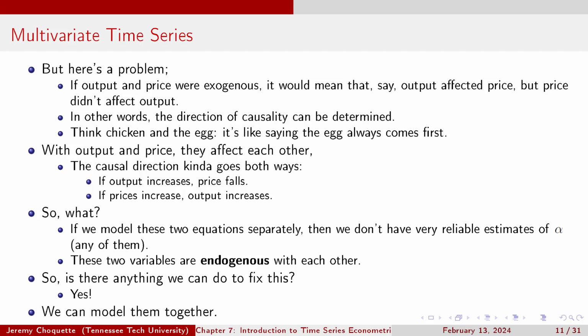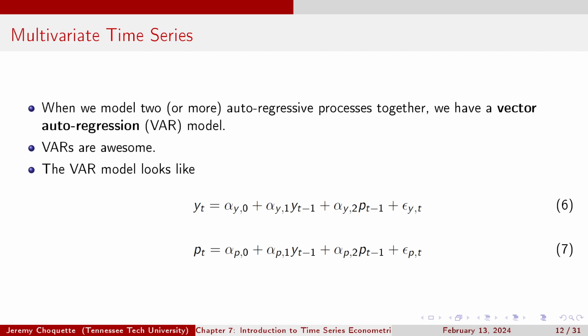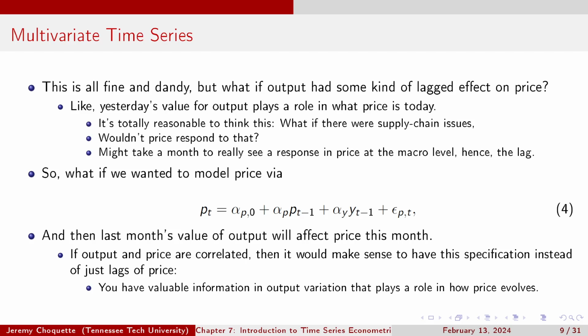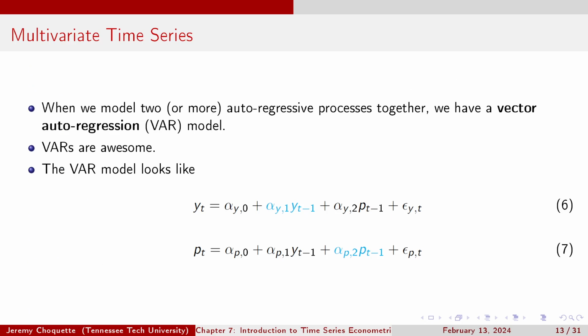So what? Well, if I model these two equations separately, then we don't really have a reliable estimate of those alpha terms, right? Because these variables are endogenous. So the question becomes, can we do anything to fix this? And the answer is yes, because we can model them just together. What we can do is we can have a vector autoregression model. And you're like, oh God, what the hell is that? Or VAR. Well, it's where I just take the specifications, right? I take equation 4 for price and equation 5 for output, and I estimate them simultaneously. That's all I do.